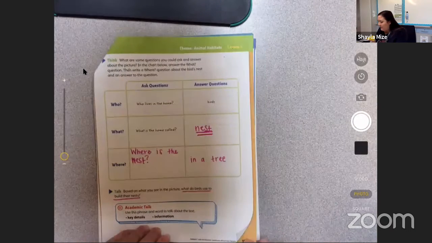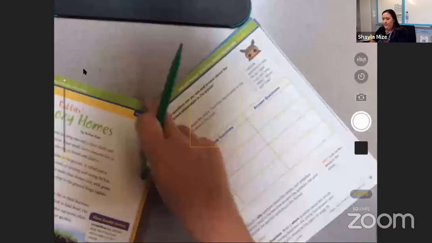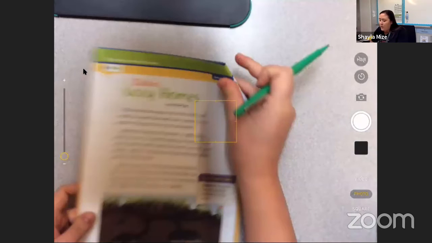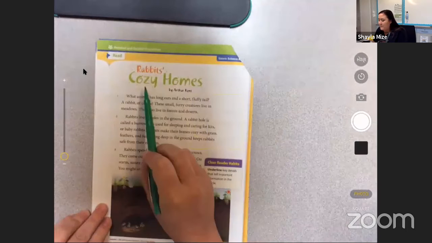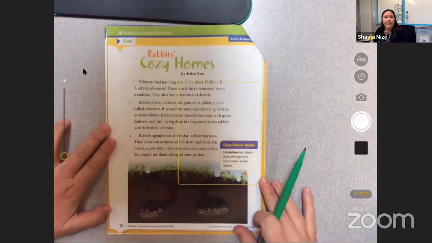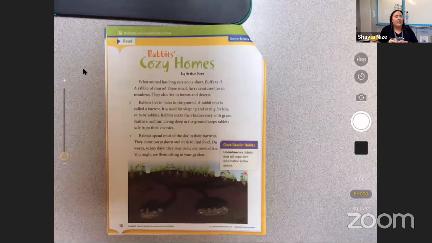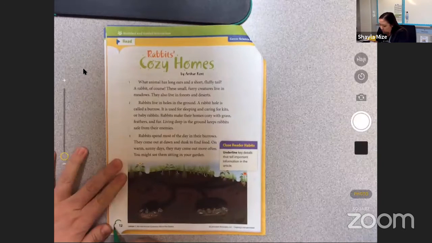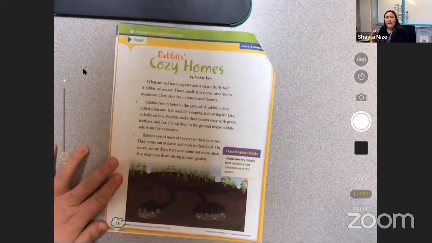You are now going to flip to page 12. We're going to be reading Rabbit's Cozy Homes by Arthur Kent. I'll give you about 30 seconds to make sure you are on Rabbit's Cozy Homes, page 12.